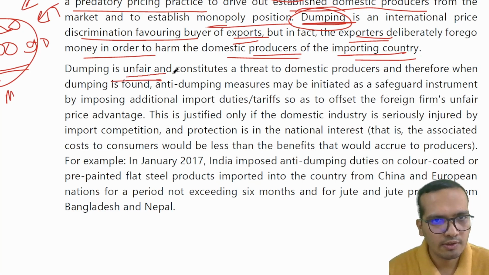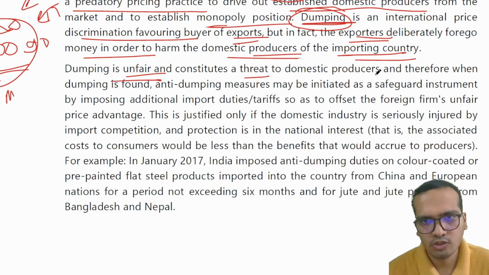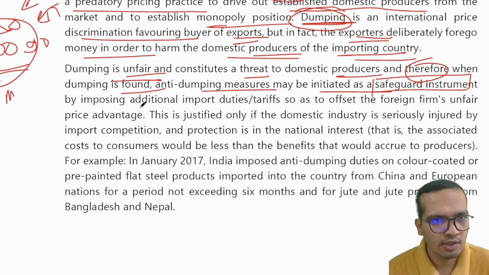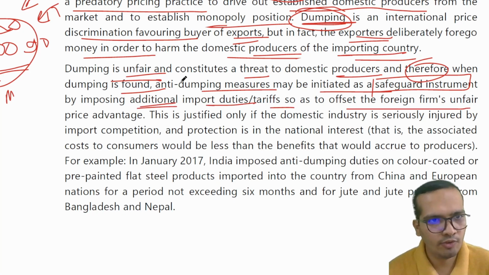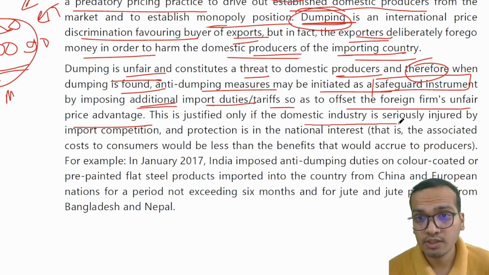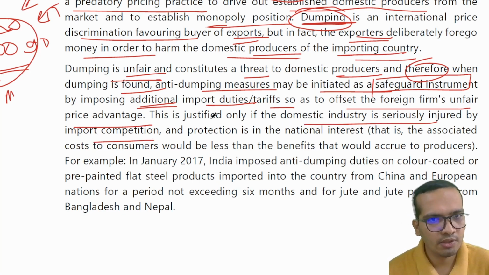डंपिंग इज अनफेयर एंड constitutes a threat to the domestic producers, and therefore when dumping is found, anti-dumping measures may be initiated as a safeguard measures by imposing additional import duty or tariff so as to offset the foreign firms' unfair price advantage. This is justified only if the domestic industry is seriously injured by import competition and protection is in national interest, देश हित में. That is, the associate cost to consumers would be less than the benefit that would accrue to producers.